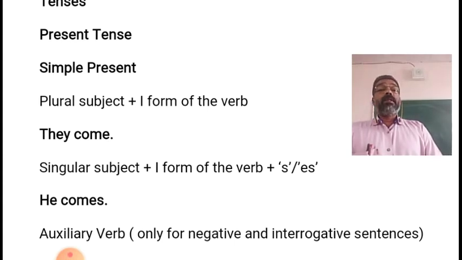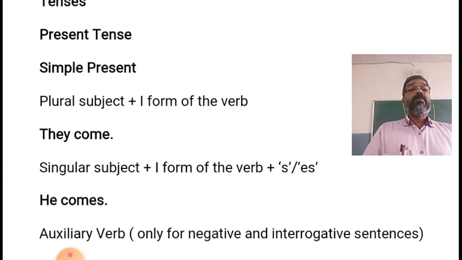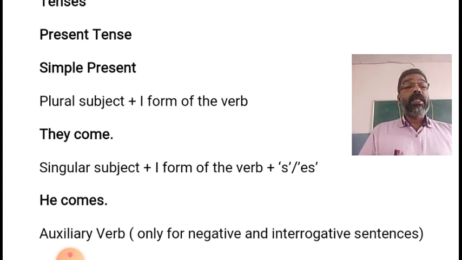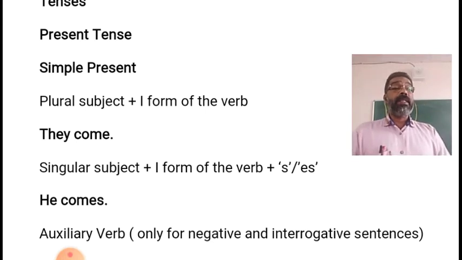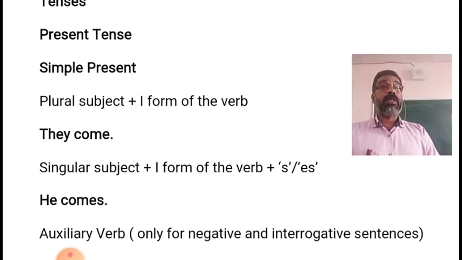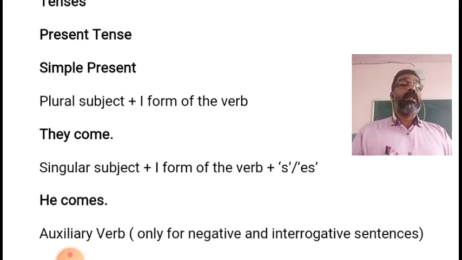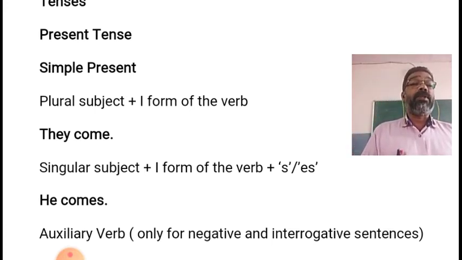Then next pattern is if the subject is singular, first form of the verb plus s or es at the end of the verb. S or es means if the verb has already an e at the end, then only s will be added. If the verb ends in other consonants without e, then we should add es.